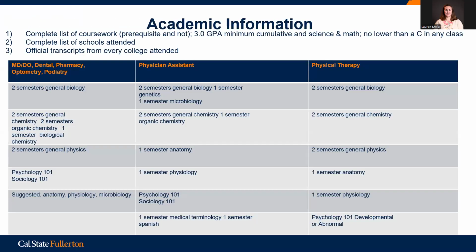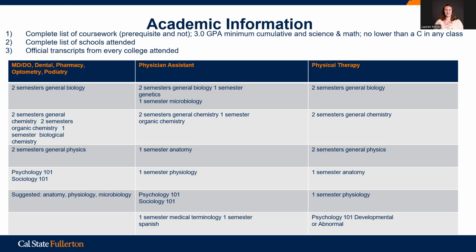In the academic information portion, this is where you are going to need a complete list of coursework, prerequisites and not, and a 3.0 GPA minimum in your cumulative and science and math courses. Also commonly no lower than a C in any of these classes, though depending on your program, sometimes no lower than a B is a requirement.